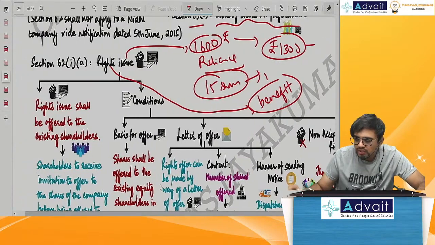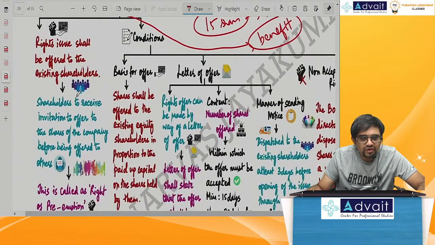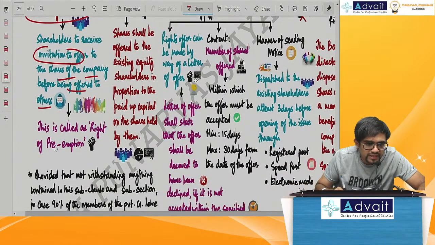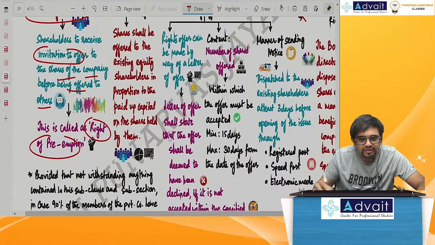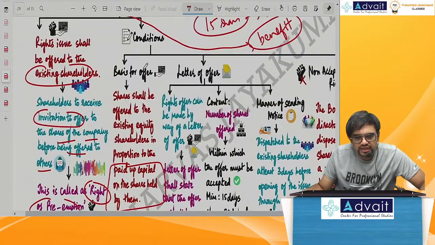Now, what are all the various conditions of the rights issue? A rights issue shall be offered to the existing shareholders only. Shareholders receive an invitation to offer the shares of the company before being offered to others. This is called right of preemption or preemptive right. Shares shall be offered to the existing shareholders without fail in proportion to the paid up share capital of the shares held by them.